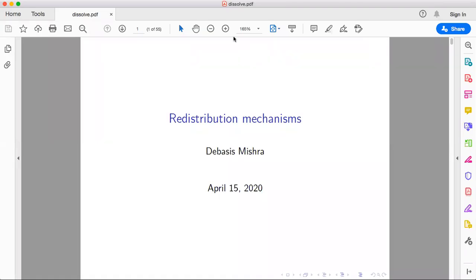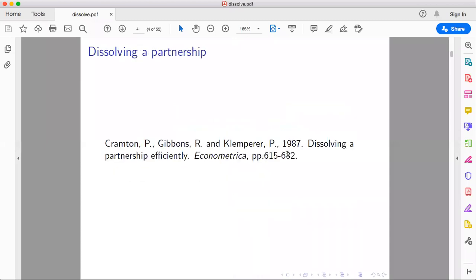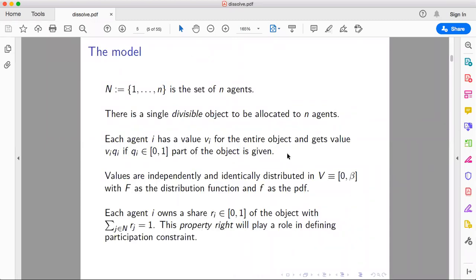Thanks. So we'll continue our discussion on redistribution mechanisms. Let me just remind you the model once more. So there are n agents. There's a single divisible object. So think of it as a firm with lots of shares. And this object needs to be allocated to the n agents.